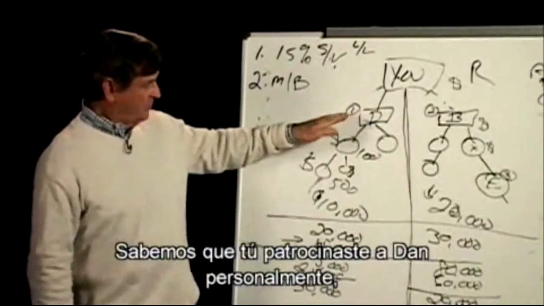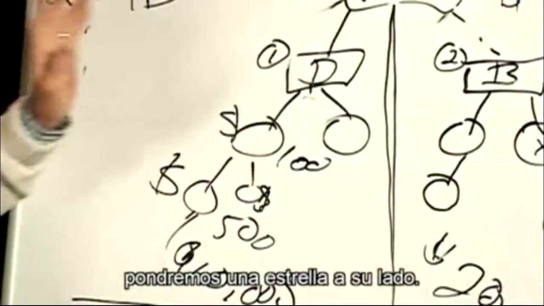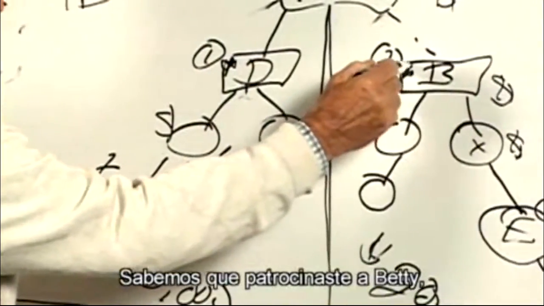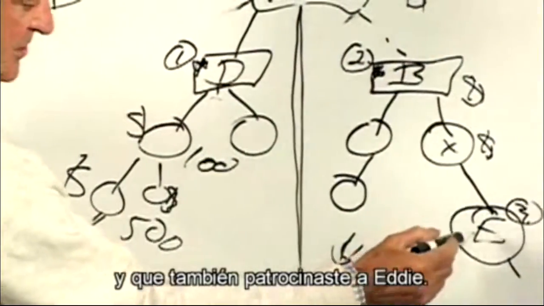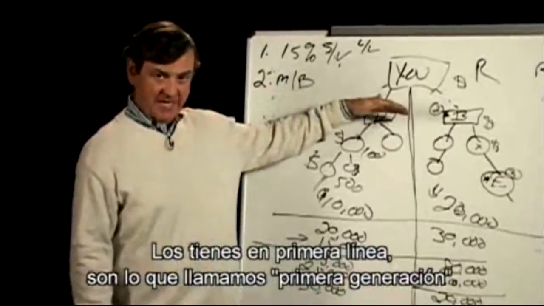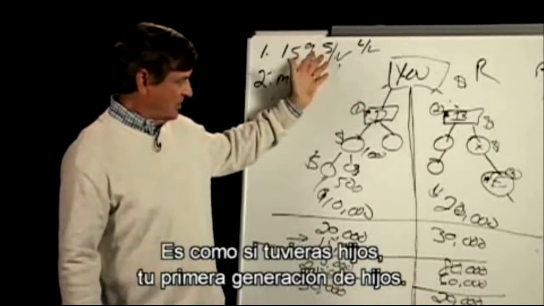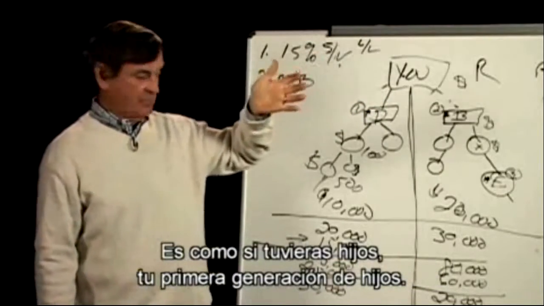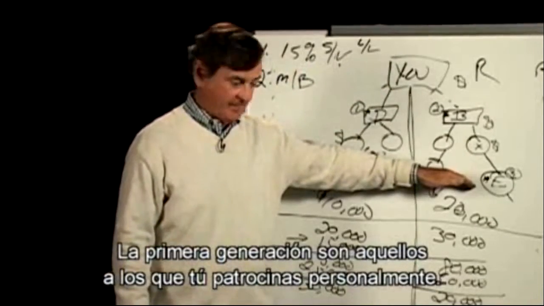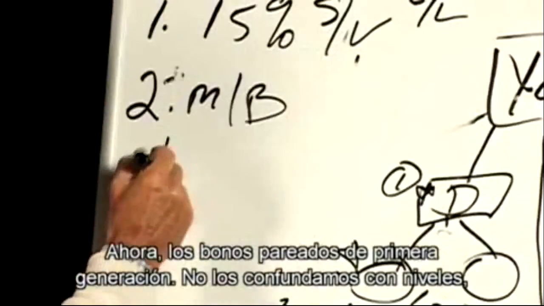We know that you personally sponsored Dan. That was your personal. We'll put a little star here. We know that you personally sponsored Betty, and we know that you personally sponsored Eddie. So you have on your front line, so to speak, what we call first generation. And it's just like you having children. Your first generation are your children. First generation are those that you personally sponsored. So that's first generation in matching bonuses.